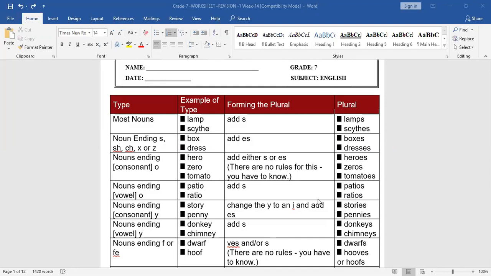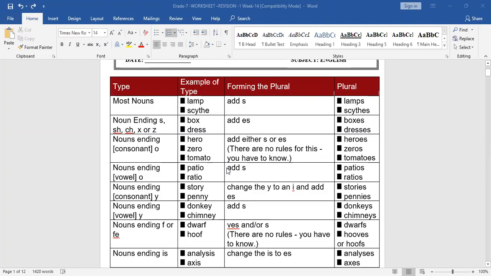So what I'm teaching you here is that most nouns we can make plural by just adding s, but there are some exceptions. Some nouns end in s, sh, ch, x, or z, and we make their plurals by adding es. Some end in o, and we make their plural by adding s or es, either one of these, if it's a consonant.